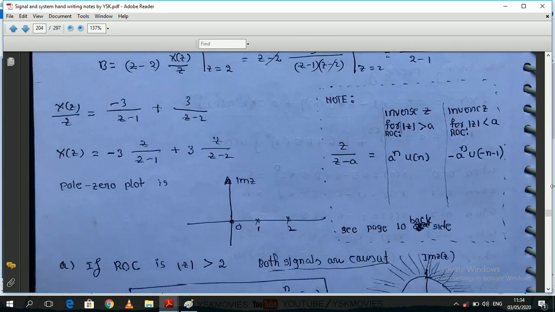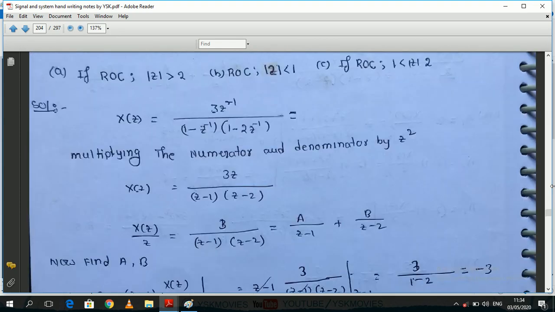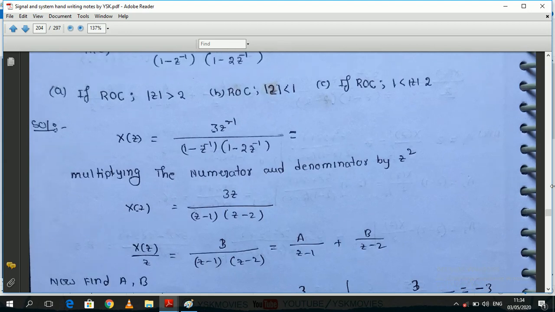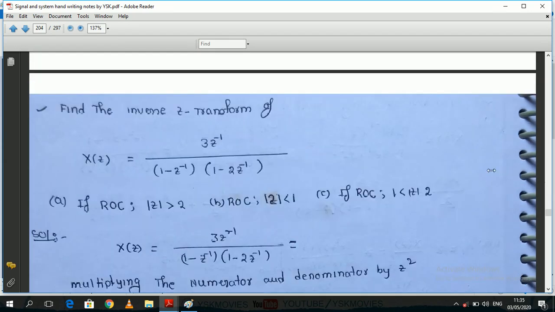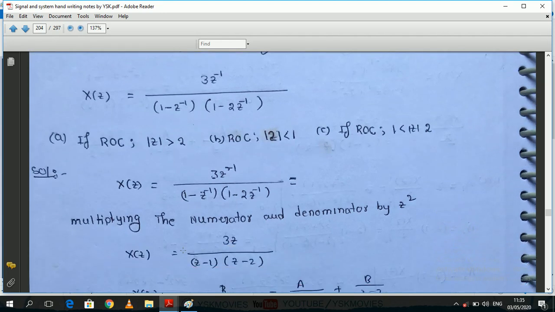I want to explain the ROC of this expression. See, ROC, what they have already given, right? Find the inverse and find the ROC. You can do it with the long division method or residue method, whatever you want. Z greater than 2 and Z less than 1. So find the Z transform for each ROC.